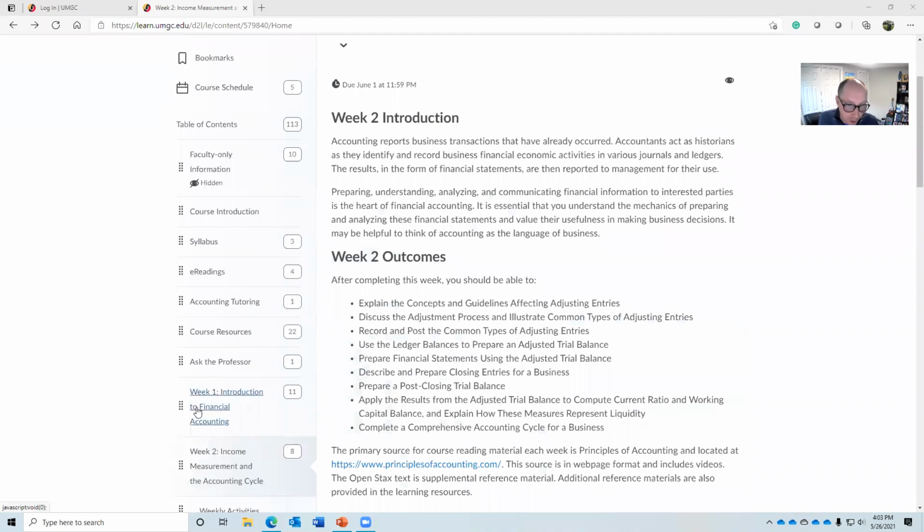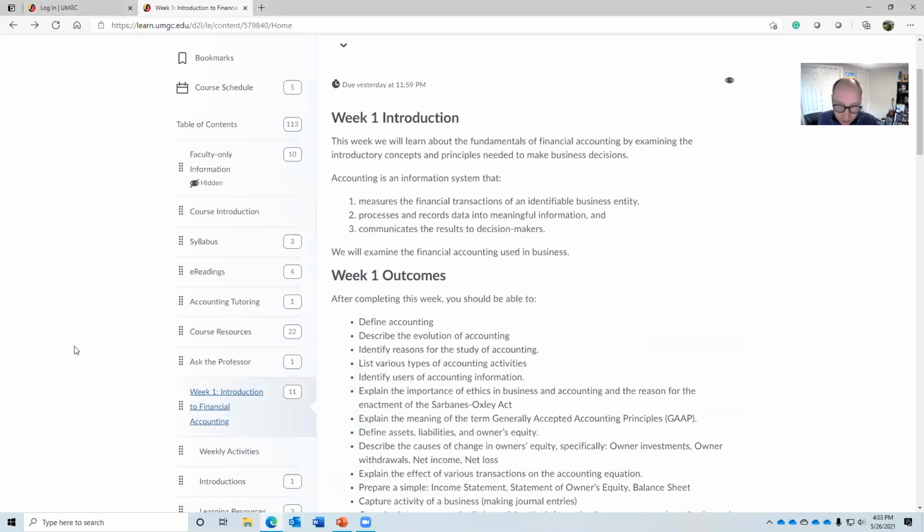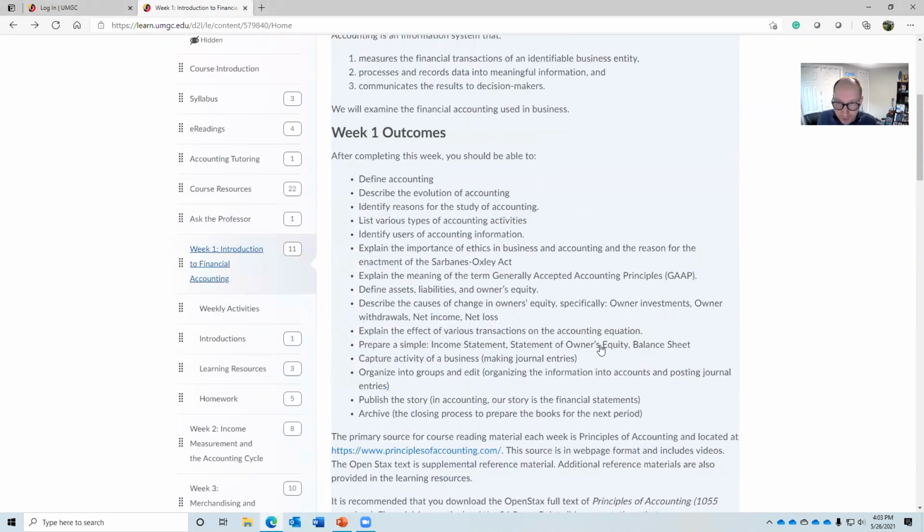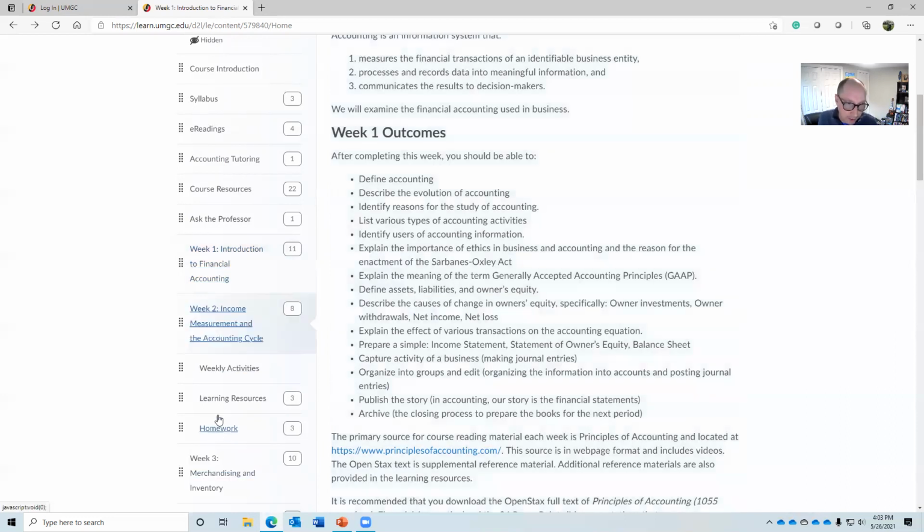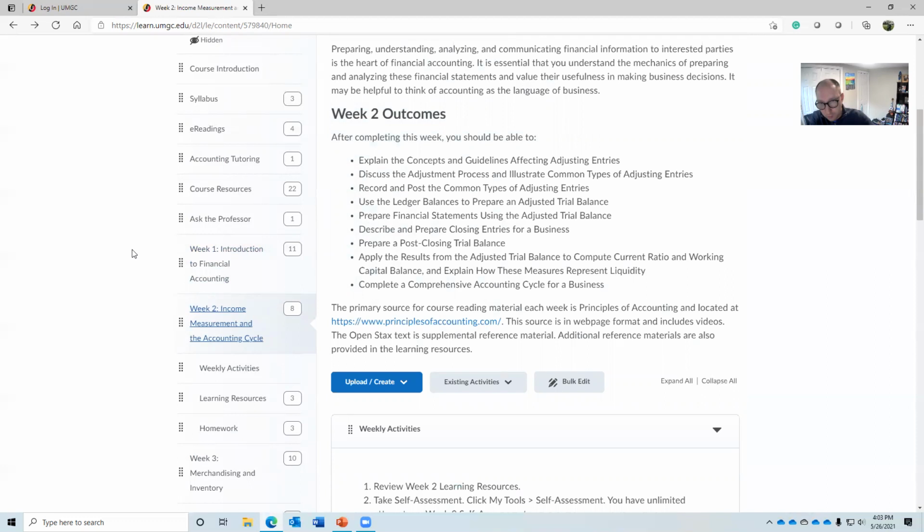In the first week, we had our introduction to financial accounting. We explored the income statement, balance sheet, statement of owner's equity, and a little bit of the statement of cash flows. We also discussed debits and credits, and the related transactions that impact them. We also talked about the Sarbanes-Oxley Act, and discussed quite a few of the principles of accounting that govern accounting.